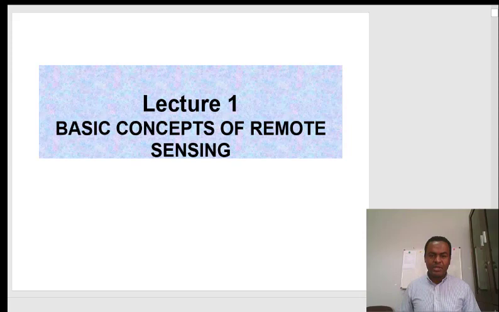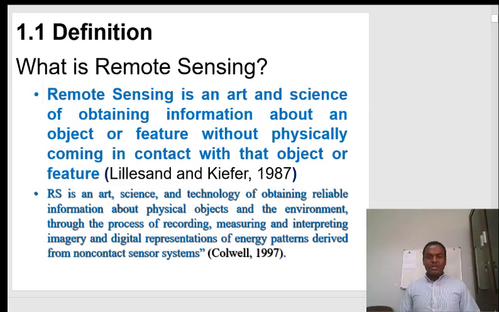We'll start from lecture 1, that is about basic concepts of remote sensing. We'll start with the definition of remote sensing. So what is remote sensing actually? You will find many definitions of remote sensing in many textbooks, but there are key terms that we usually use in defining remote sensing.